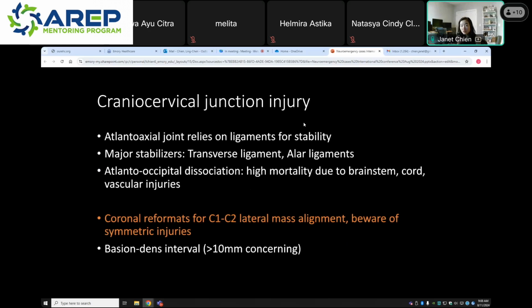Okay, so cranial cervical junction injury, the atlantoaxial joint really relies on ligaments for stability. And like I mentioned, transverse ligament and alar ligaments are your major stabilizers. So you have to make sure you're looking at those very carefully. Atlanto-occipital dissociation has high mortality and morbidity due to brainstem, cord, and vascular injuries. And our case really shows that coronal reformats on CT to look for cranial cervical junction alignment is very important, and we have to be careful of symmetric injuries.